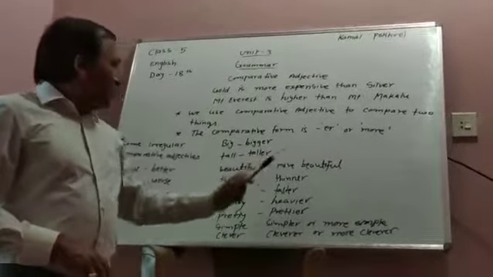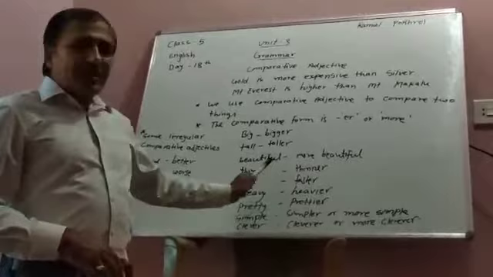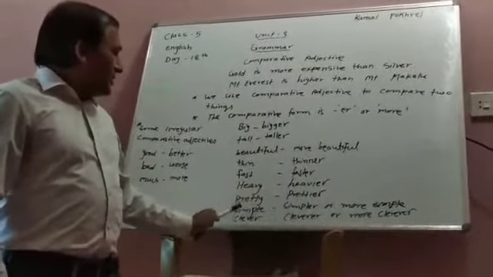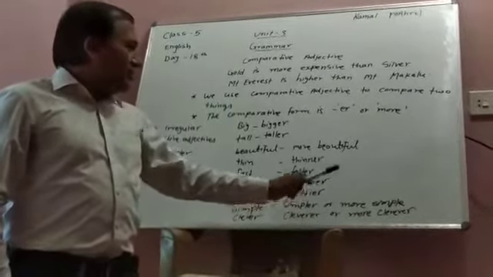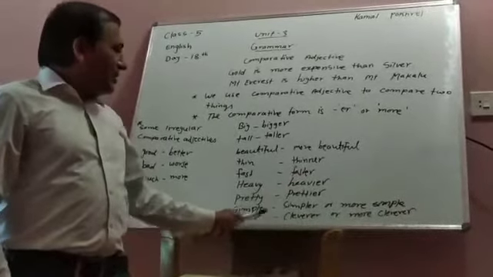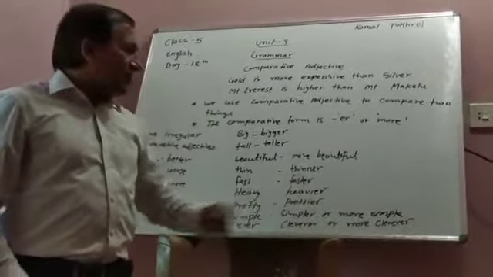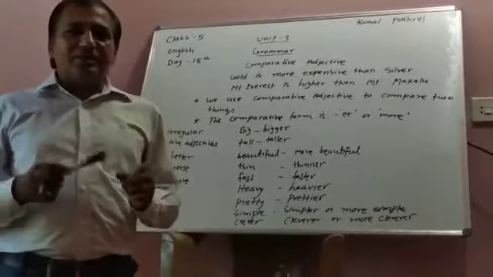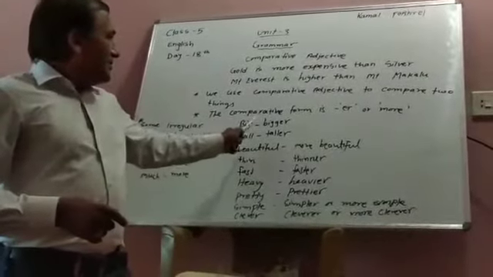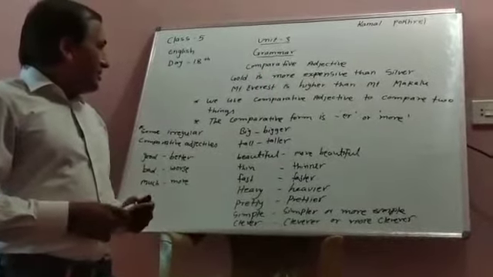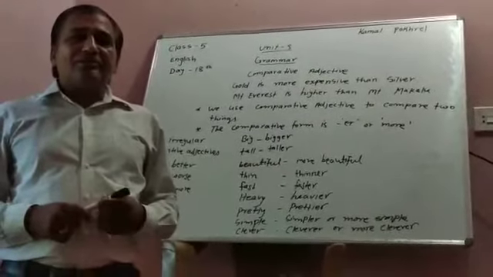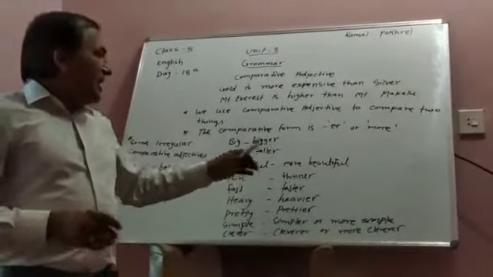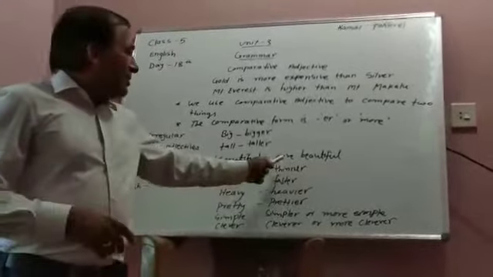Beautiful, more beautiful. Thin, thinner. Fast, faster. Heavy, heavier. Pretty, prettier. Simple, simpler, or more simple. Clever, cleverer, or more clever. In this way, we make comparative adjectives. Some adjectives form the comparative by adding er, and some adjectives form the comparative by using more.